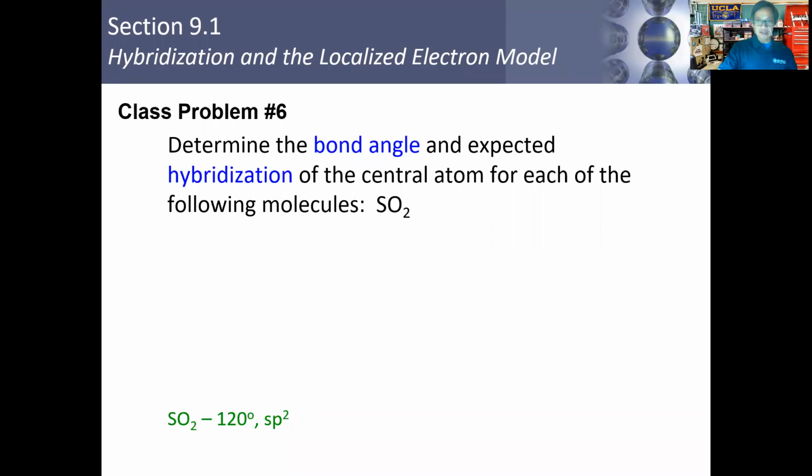A couple things about the AP exam before we continue on with the discussion of hybridization and finish up the discussion of the localized electron model. Make sure that on the day of the exam, you show up on time. If you don't show up for that exam, you're going to be automatically shifted over to the retesting date in June.